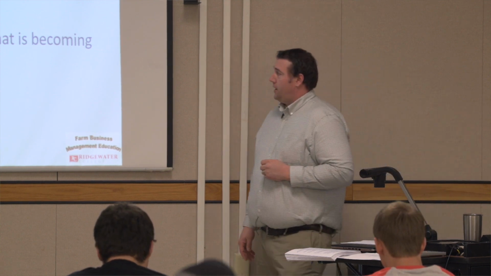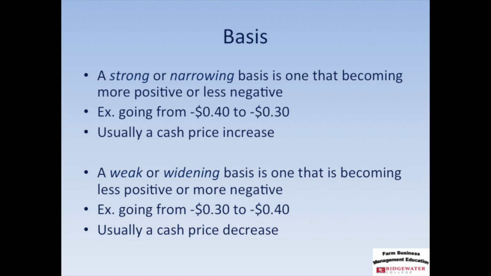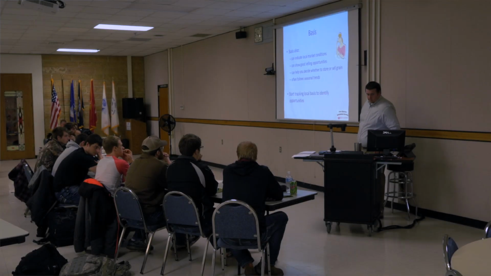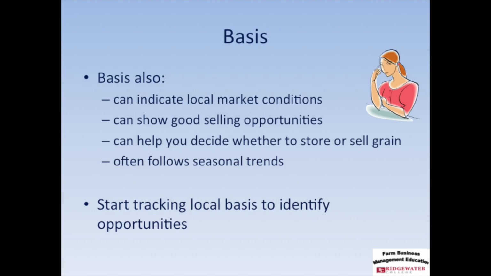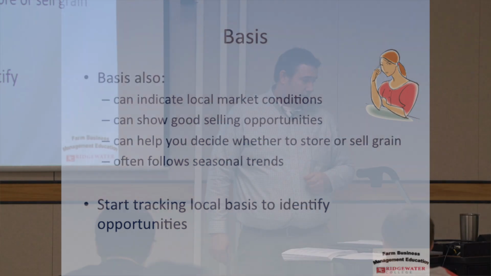The opposite of that would be a weaker, widening basis, and that's one that's becoming less positive, or in our neck of the woods, generally becoming more negative. So if we saw basis go from a minus 30 to a minus 40, that would be indicative of a widening basis. Basis tells us a fair bit about local market conditions. It can help us identify some good selling opportunities, and it can help us decide whether we should be looking at selling now or whether we should be looking at storing grain and selling it later.